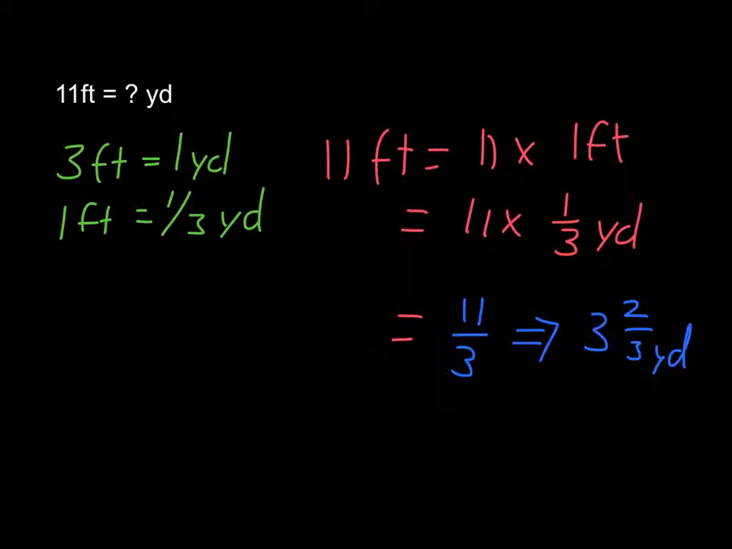When I solved this problem, I started with my givens. I know that 3 feet is equal to 1 yard. So then I broke it down a little bit that 1 foot is the same as 1/3 of a yard. And then I used the same setup as yesterday. 11 feet is the same as 11 times 1 foot, which is the same as 11 times 1/3 of a yard. When I multiply straight across, I have a numerator of 11 and a denominator of 3, which I then simplify to 3 2/3 of a yard, which is my solution.